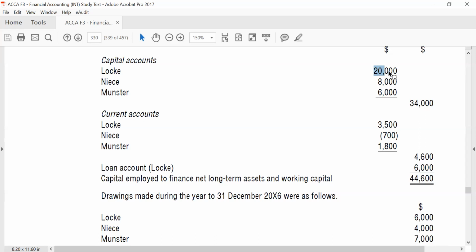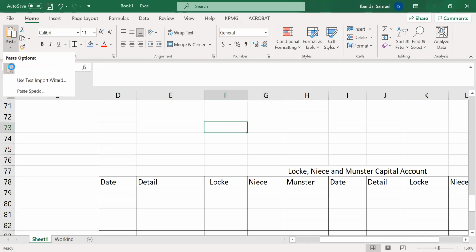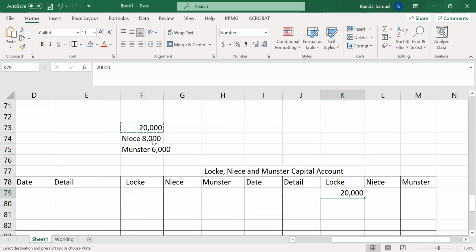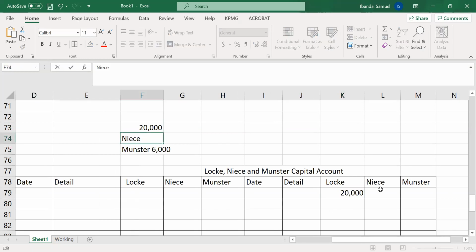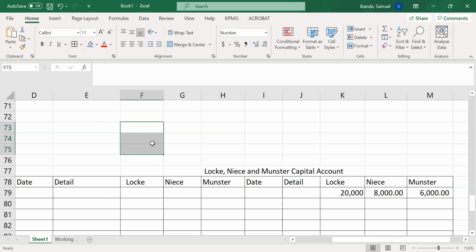We have our capital account. We have these balances. So you transfer these balances to the capital account on the credit side. These will be your balances brought down here. So I'll just first put it here. So capital has a normal credit balance, so it will be there. Then 8,000 will be here. And then 6,000 will be here. Okay, that is what we have.